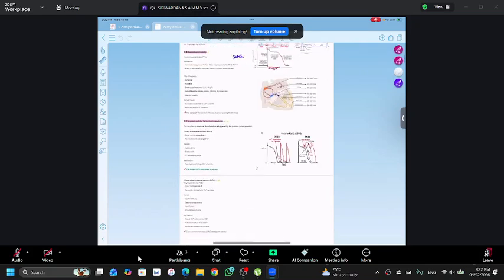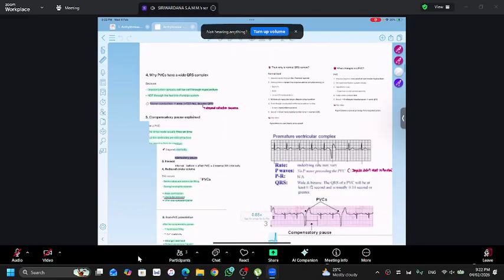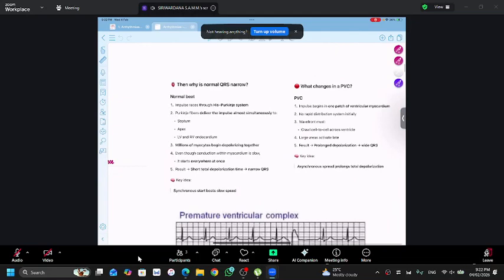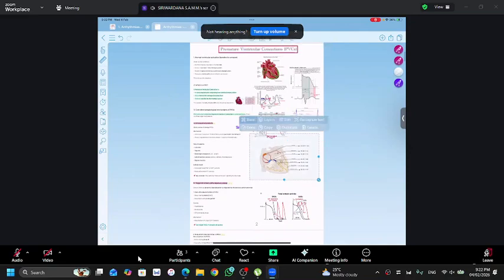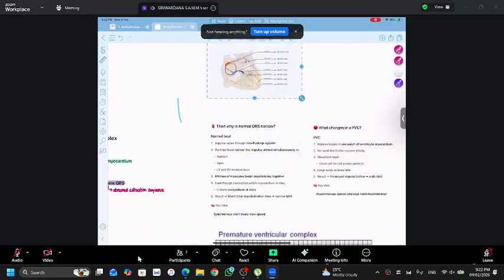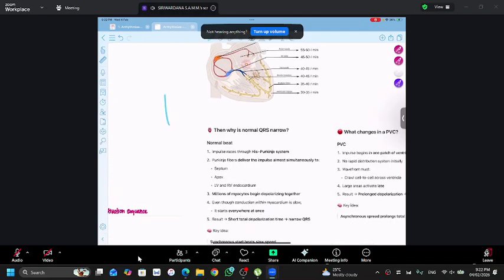Why exactly does something become narrow complex and the other? So a question we need to discuss now is, why is the normal QRS narrow? Now, the impulse goes through the heart, and normally it races through the His-Purkinje system.